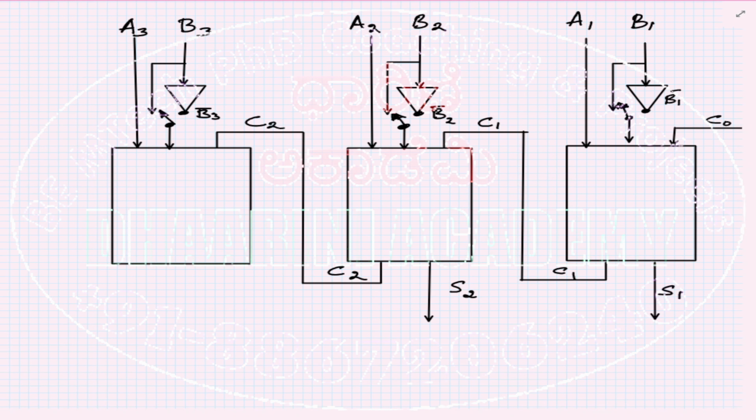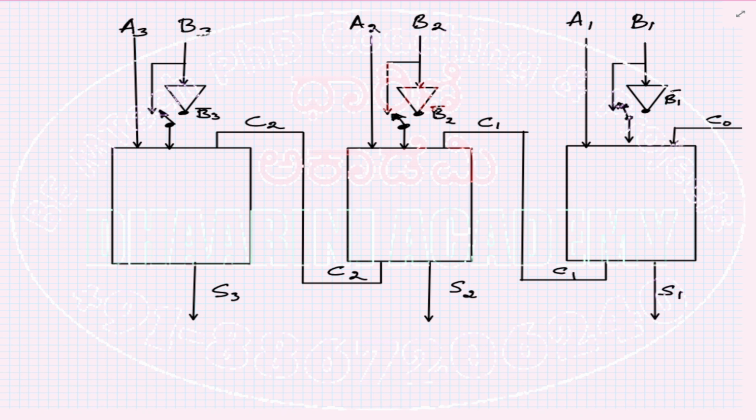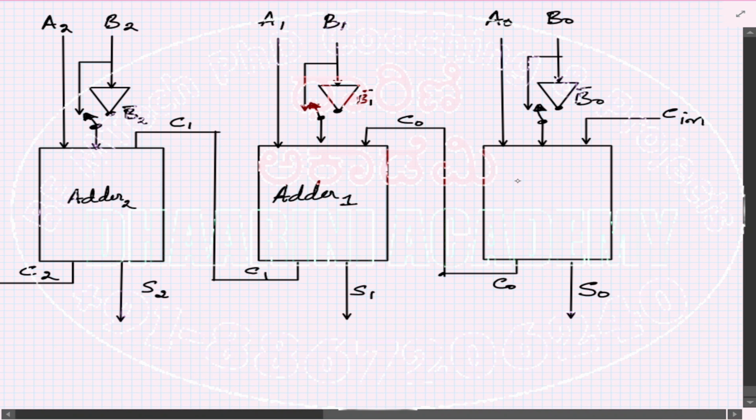and in the final stage we have the following possible outputs. Okay, so that's this. S3, and you can have C3. So this is the same adder circuit. This is adder number 3. This is number 2, 1, and this is adder 0.